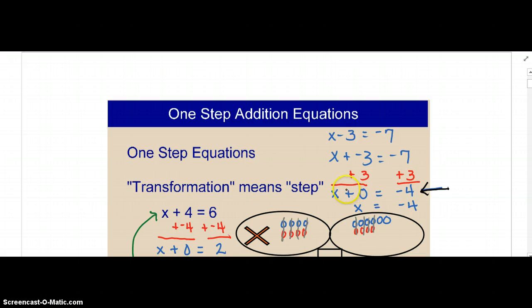It's actually very important because what we're showing here is we're working with addition. And whenever you're working with addition, you have to have plus 0 to get something by itself. Do you remember what property that is?